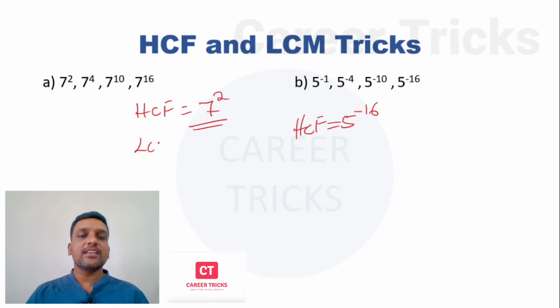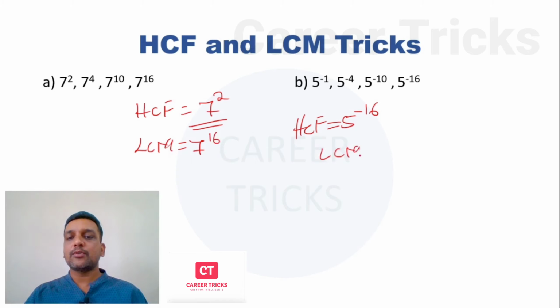When you come to here, what is the LCM? I will write 7, and which is the maximum number? 7 to the power of 16 is maximum. That I will write as the LCM. When you come to this problem, what is the LCM in this? The LCM is 5 to the power of minus 1, which will be the bigger number. That's why we can take the LCM as 5 to the power of minus 1. You know how to do it. It is very easy. No need to calculate anything. Directly we can write it.